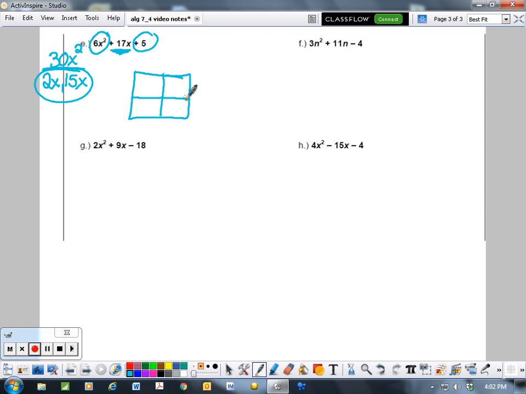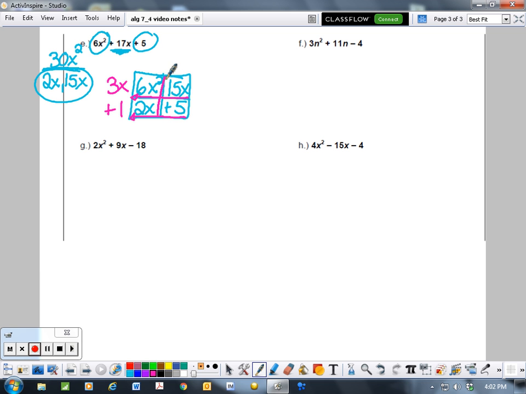So here's my box. I'm going to have 6x squared, positive 5, a 2x, and a 15x, and now we're going to pull out common factors. So both of these can be divided by 3x. Both of these can be divided by nothing, and if it's nothing, we put a positive 1.